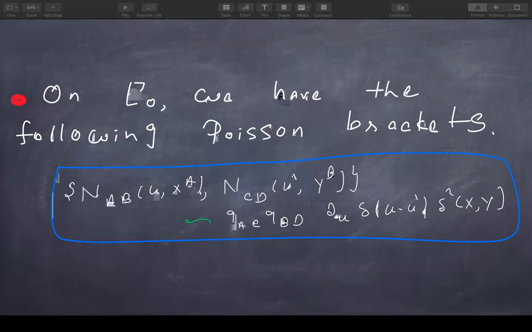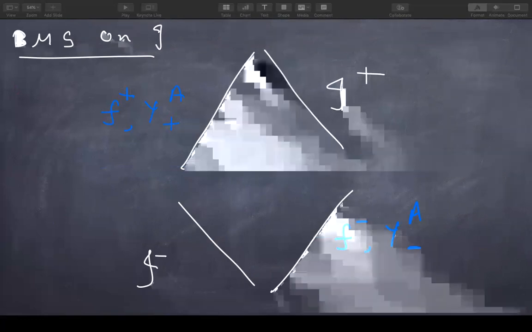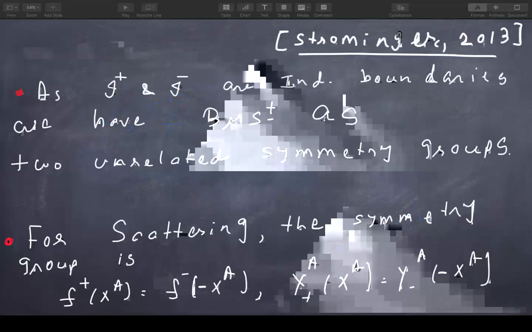Once we have these Poisson brackets, we could write down the charges for the asymptotic symmetries. But because we are interested in the scattering problem, we have two boundaries, I plus and I minus, and in principle two different BMS groups. In general they don't talk to each other because they are defined independently, but that would not be very useful if we want to study scattering.